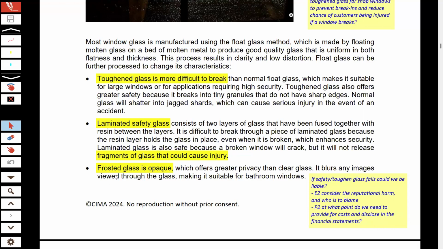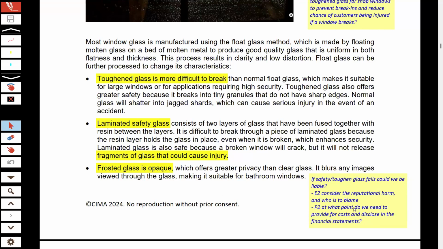Now, at the bottom, it talks about frosted glass, and this is all about privacy. So if we wanted to put glass perhaps in spaces like bathrooms in houses, or even perhaps in office buildings where they want a lot of glass between offices, but they'd like some privacy, then frosted glass would be another type, which is where the glass is opaque, you can't actually see through it, and it blurs some images.